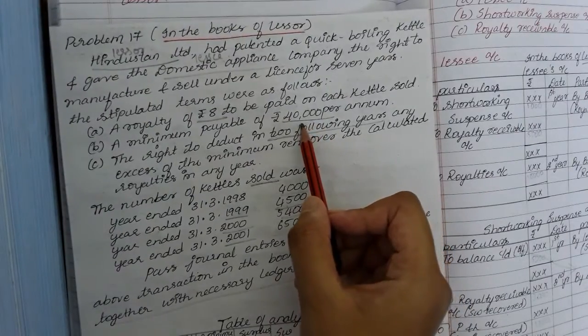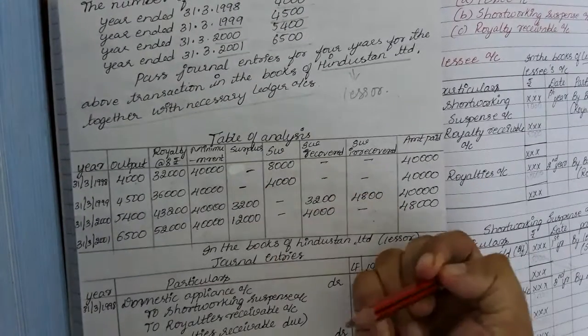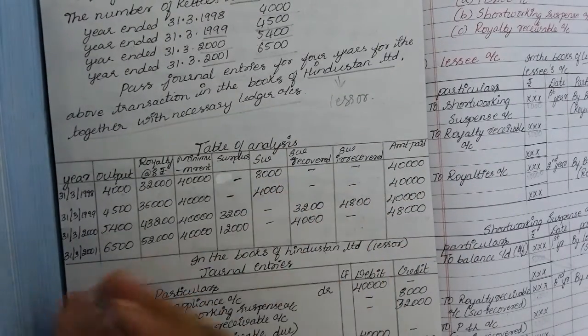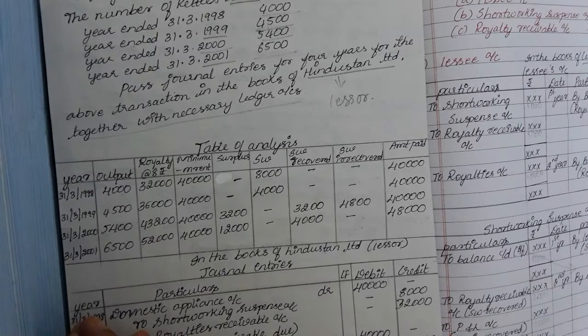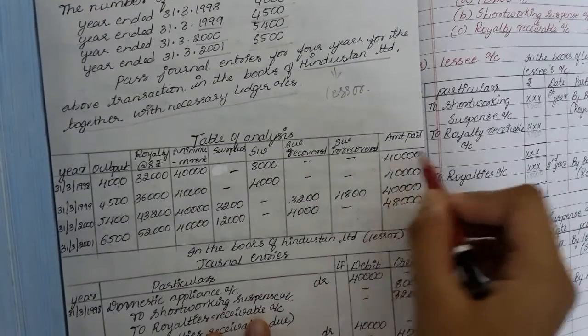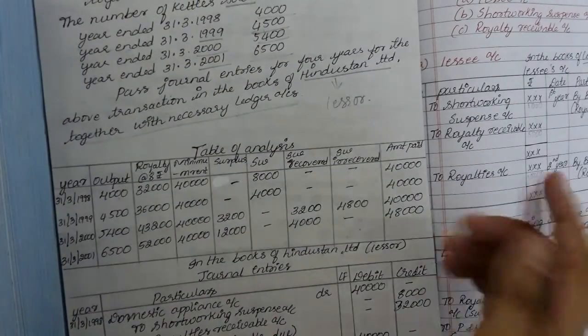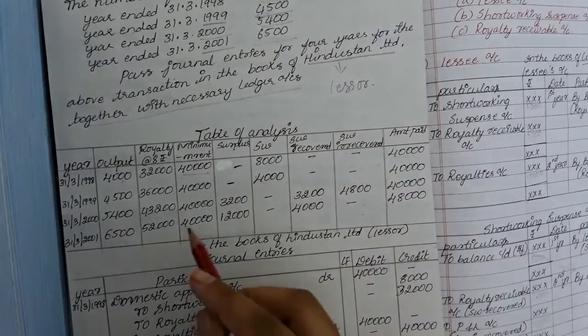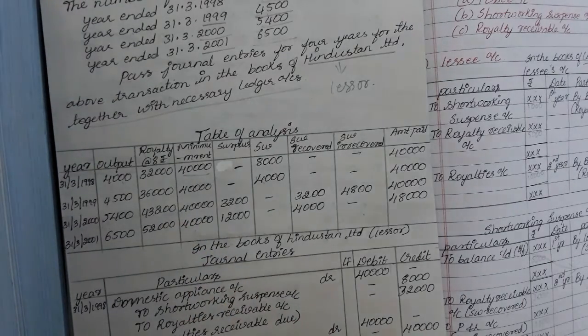Next you need to write the minimum rent. What is the minimum rent given in the question? That is 40,000. Write down the minimum rent, and then if there is any surplus, you need to write it. In the first year the minimum rent is more than the royalty, so this time the lessee is incurring short workings. Who is incurring the short workings? The lessee. If it is short workings for the lessee, it is short workings suspense for the lessor. So short workings are 8,000. Short workings recovered: nothing in the first year, no recovery. So what will you be paying? You will be paying the minimum rent to the lessor, that is Hindustan Limited, the person who has the patent right.